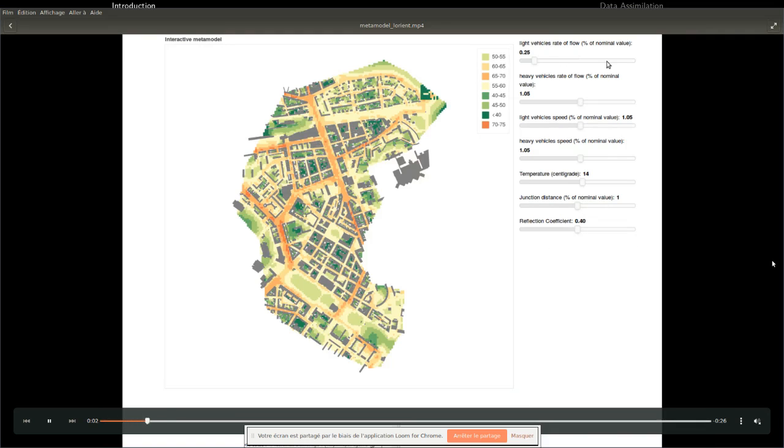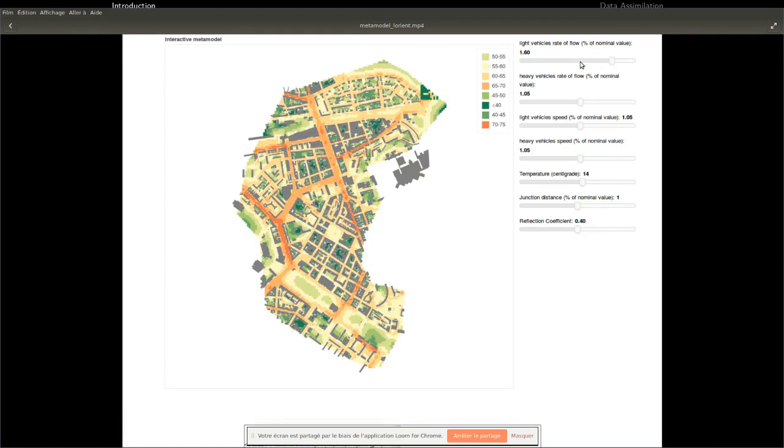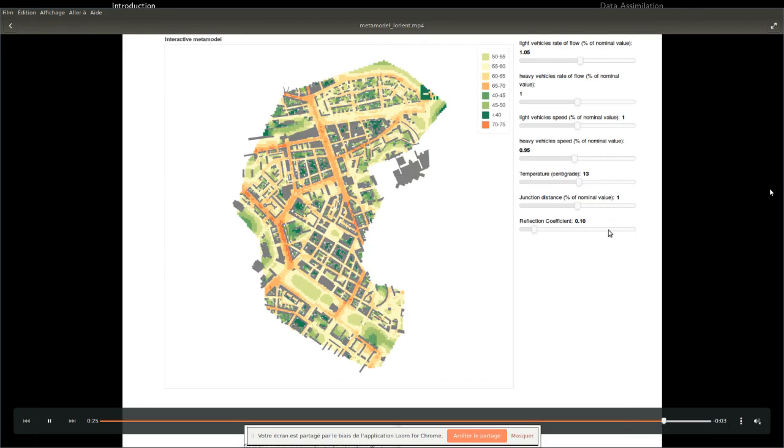So in this video, you can see in real time the variation of the noise maps when the input parameters vary. Here, the input parameters are light vehicles and heavy vehicles rates of flow and speed, the temperature, the reflection coefficient, and the distance to the intersection.